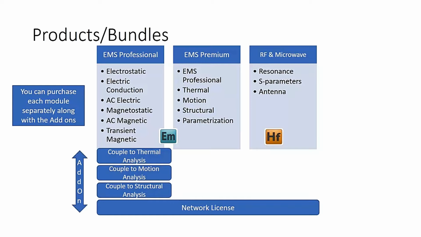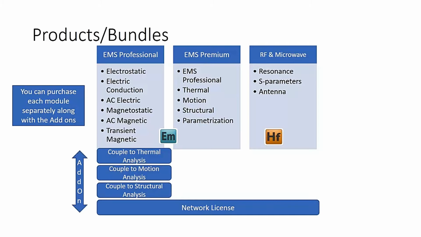Now any of these modules can be purchased separately, and they also come with several add-on options that allow you to do multiphysics EM simulation. You can couple your electromagnetic module to a thermal simulation to do a coupled EM thermal analysis. You can couple it to a motion simulation to do a coupled EM motion simulation, and finally you can also couple it to a structural simulation to actually do a coupled EM structural simulation.